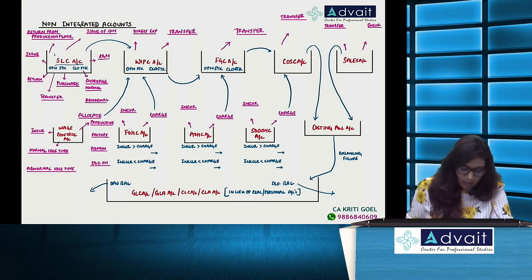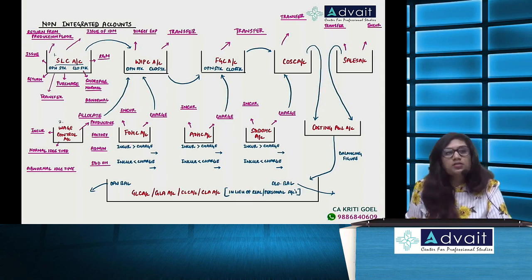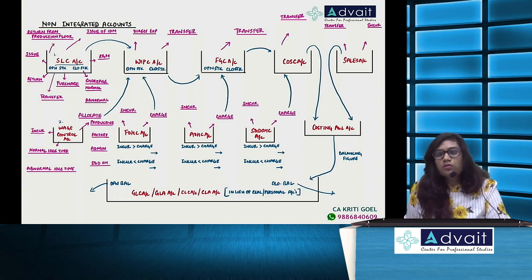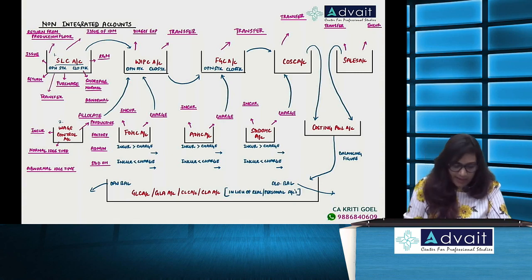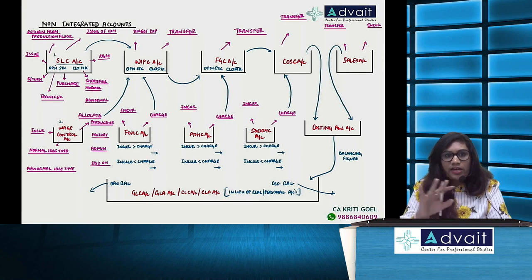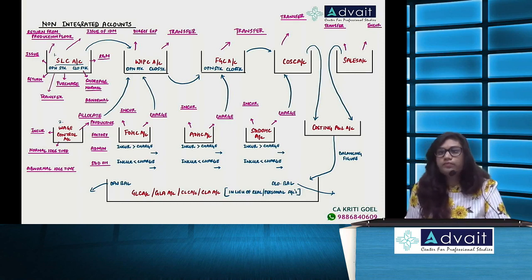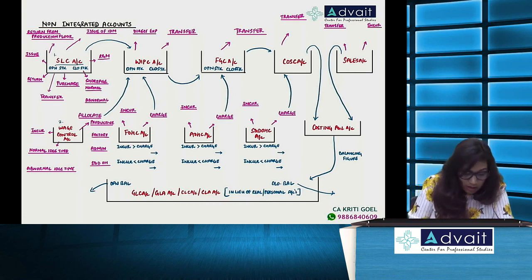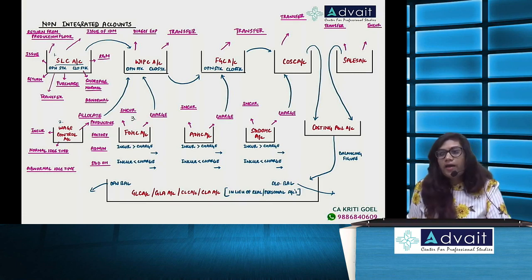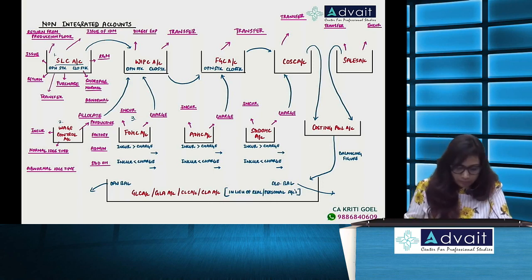Okay. The next account that I open is wage control account. So this is my order. First I open stores ledger control account. Second I open wage control account. So everything to do with wages will come under wage control account. Okay. The third account I open is my factory overhead control account. So all my factory overheads will get routed via FOH control account.